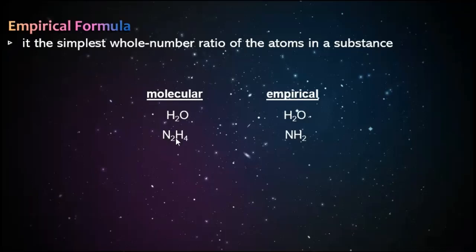Why NH2? It's because the GCD or GCF, greatest common divisor, would be 2. So 2 divided by 2 is 1, and no need to put 1, and 4 divided by 2 is 2. So that is how we get the empirical formula, just simply the reduced form of the molecular formula.